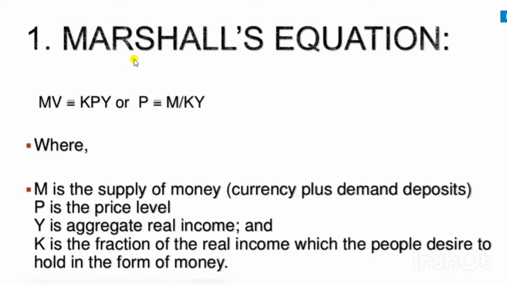According to economist Marshall, his equation, where demand for money equals supply of money, is M = kPY, where M is the supply of money, where currency includes demand deposits also. P represents the price level. Here Y is the aggregate real income and k is the fraction of real income which the people desire to hold in the form of money.